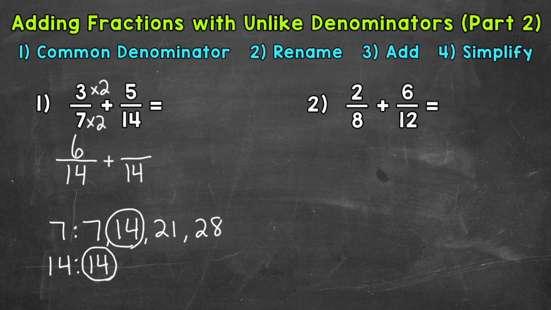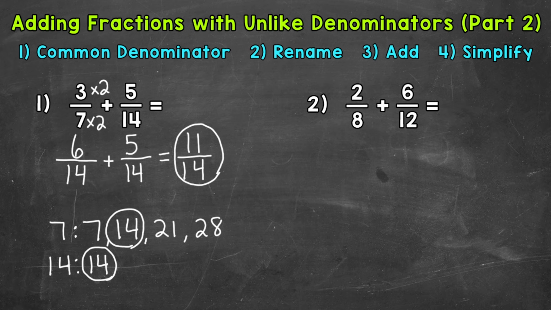Now we do 5/14. Well, 5/14 already has a denominator of 14, so we don't need to rename, so we can bring that 5 down. Now we're ready to add, so add the numerators. 6 plus 5 is 11. Keep our denominator the same, so 11/14 is our final answer. Look to see if we can simplify. 11/14 is in simplest form. The only common factor between 11 and 14 is 1, so we are done.